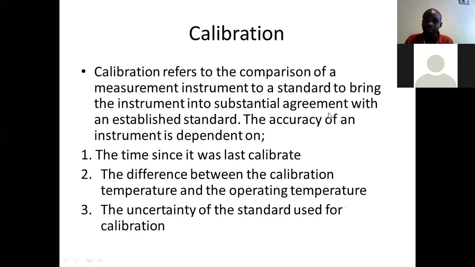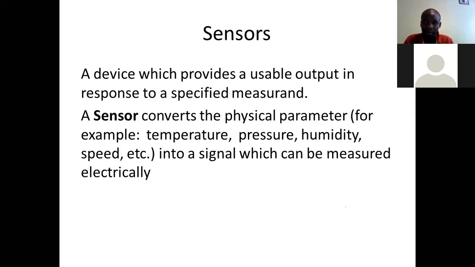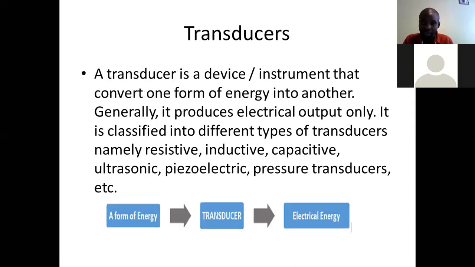And the calibration's main aim is to check on accuracy, which depends on time, temperature, and certainty of the standard used. Because even these standards have their own uncertainties, which are contained in the certification they come with. Then from there, we have looked at sensors. We have also looked at transducers.